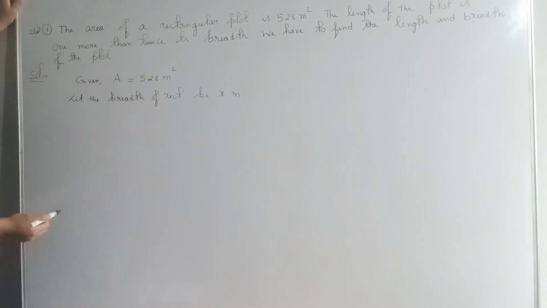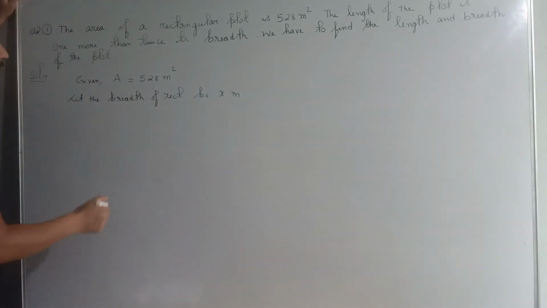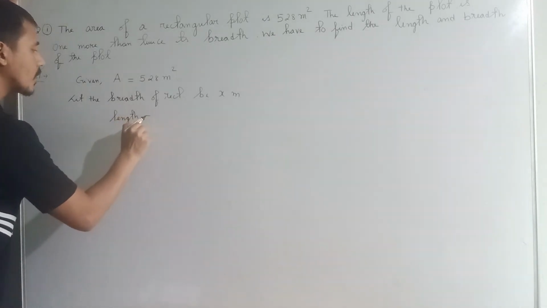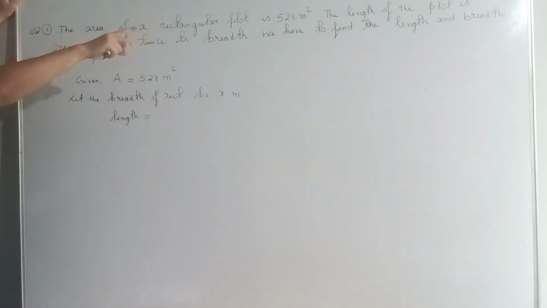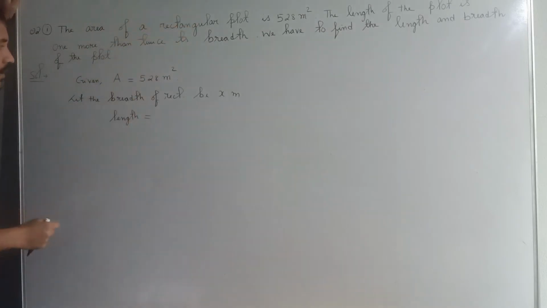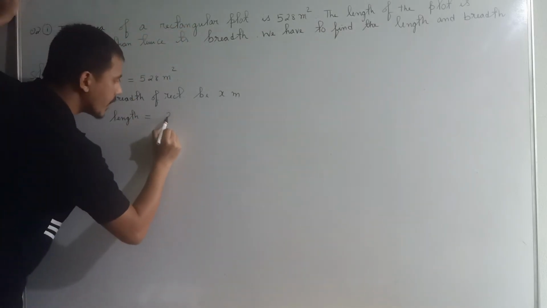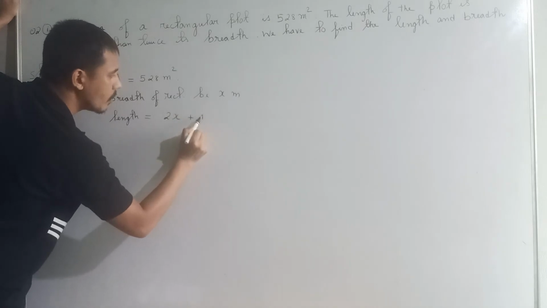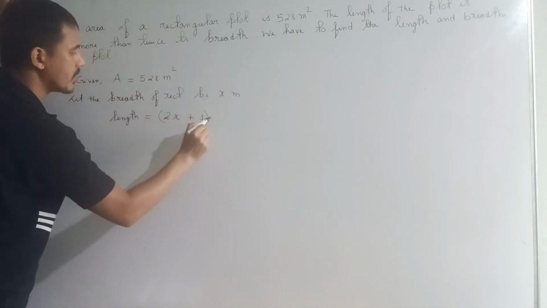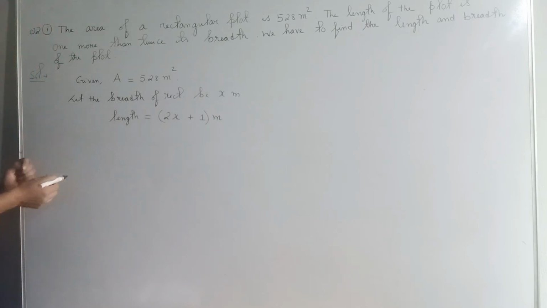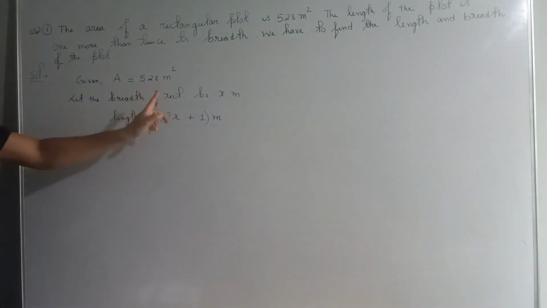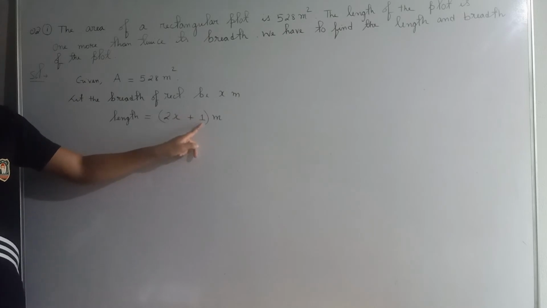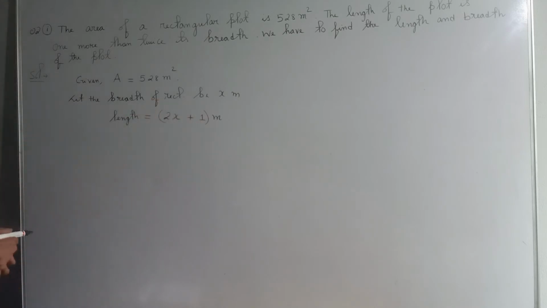So if you consider the breadth of the rectangular plot to be x meters, then how do you obtain the length? 1 more than twice the breadth. So you multiply breadth by 2 and add 1 more meter. Then that gives you the length of the plot. Multiply the breadth by 2, so 2x, and add 1 more meter. That gives you the length.